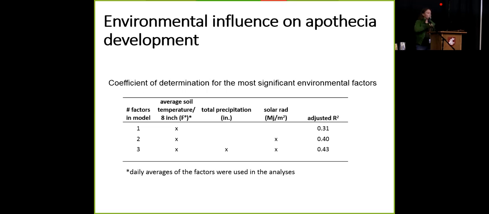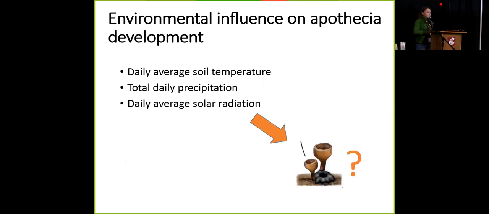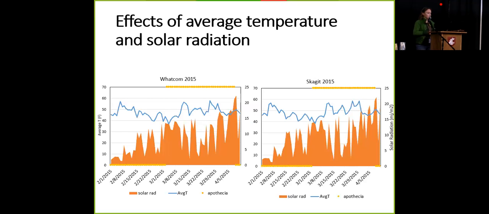Whereas if I included more factors in the model, average soil temperature, total precipitation, and solar radiation explained about 43% of the variation observed. So these factors I kept in mind for a further analysis of how these environmental factors actually affect apothecia development, because now that we have the indication of which ones, we still don't know how. So to have a further look at that, I'd like to show you the following graphs.